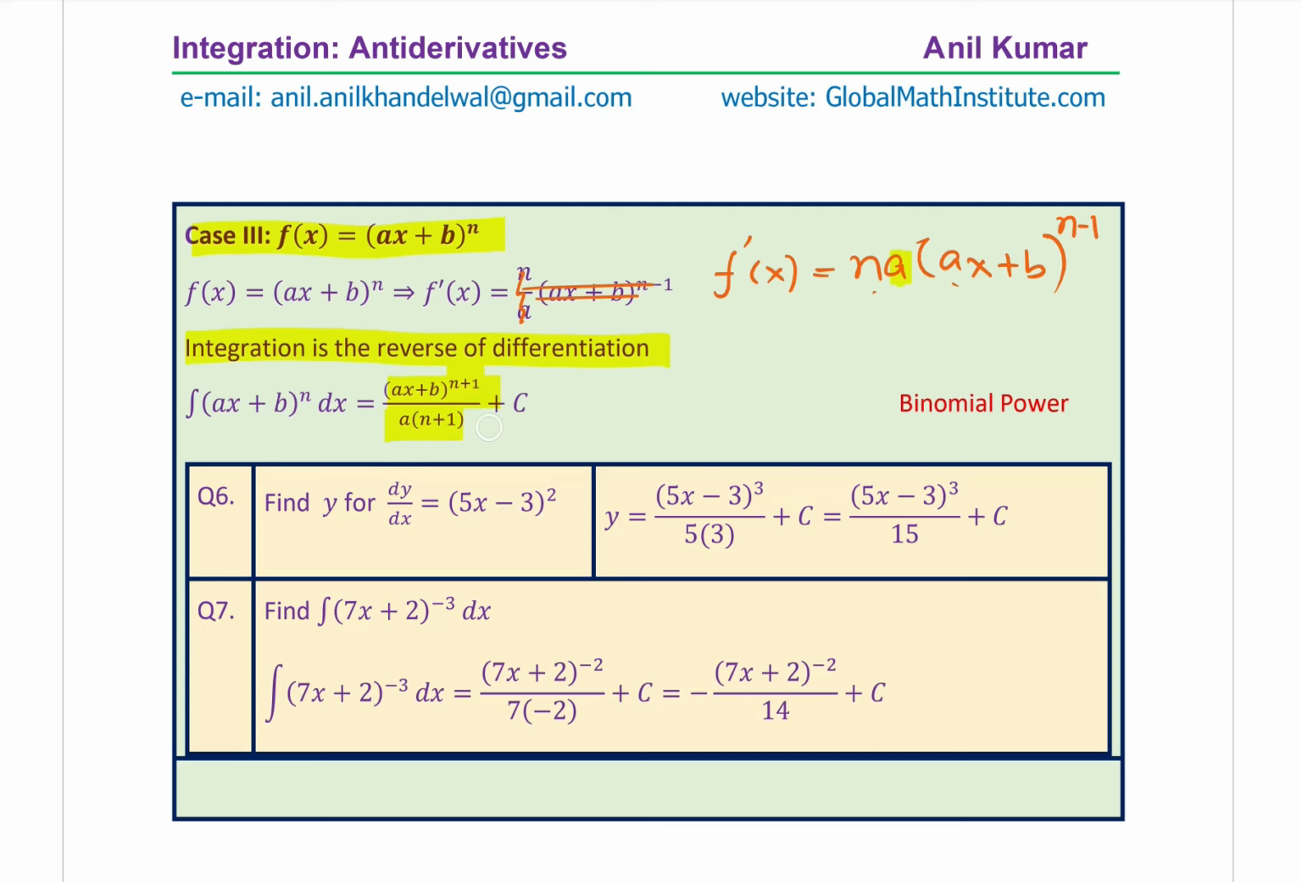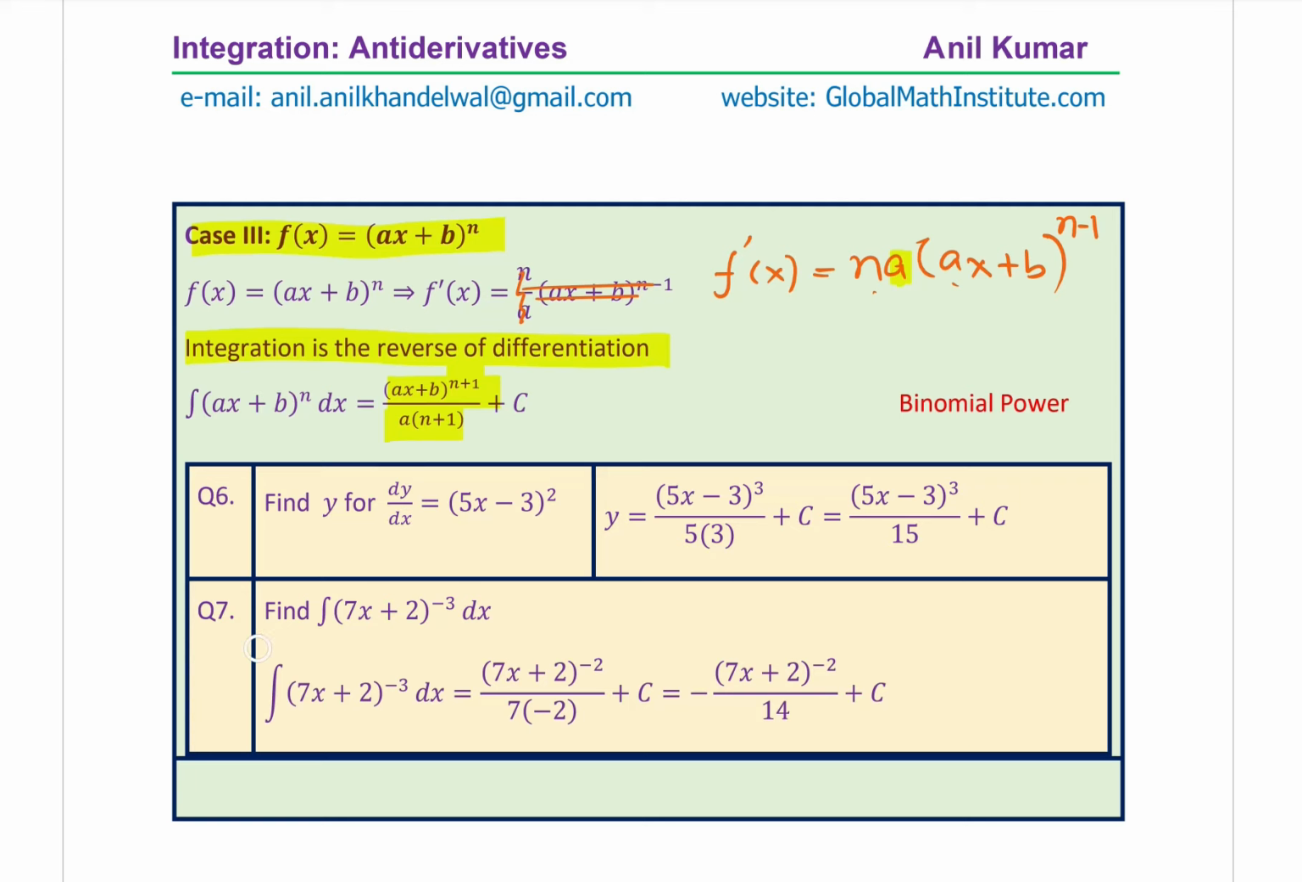So when you apply this particular formula, 2 plus 1 is 3. So your power will become 3. You have to divide by 3 and also by 5, right? And you get your result. So that is how you get your result. And of course, plus c will be there, right? So you get the answer, which is (5x minus 3) whole cube divided by 15 plus c.